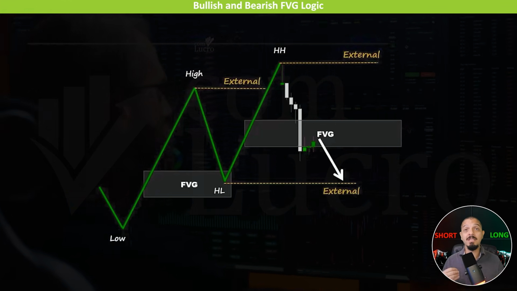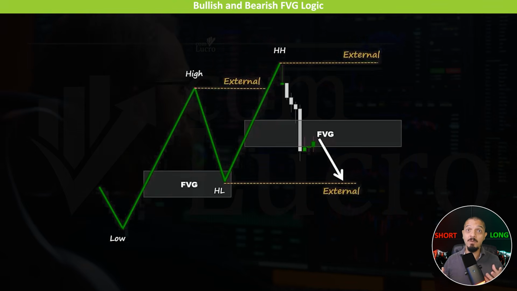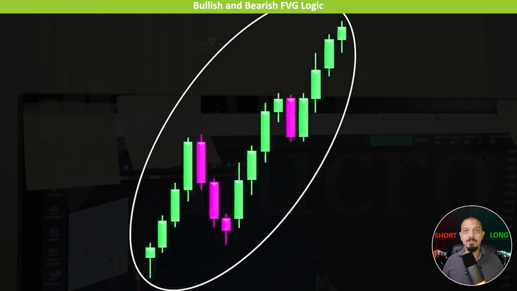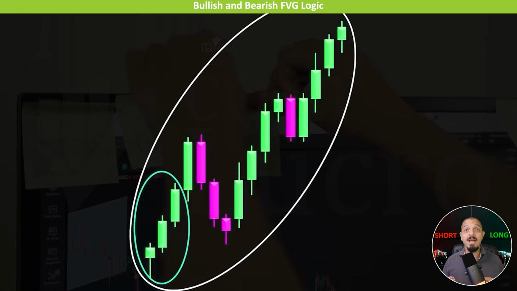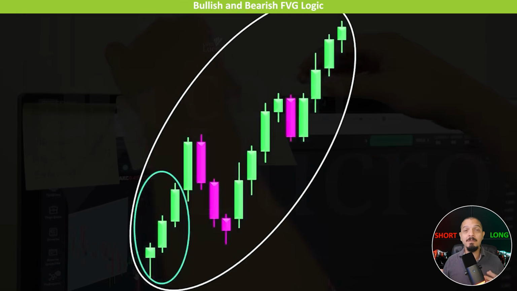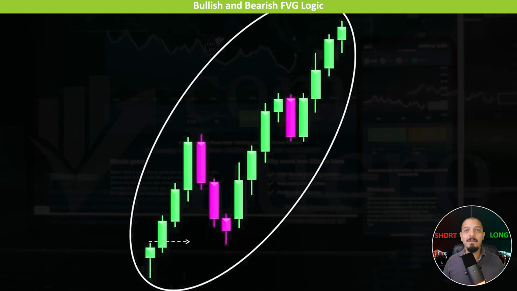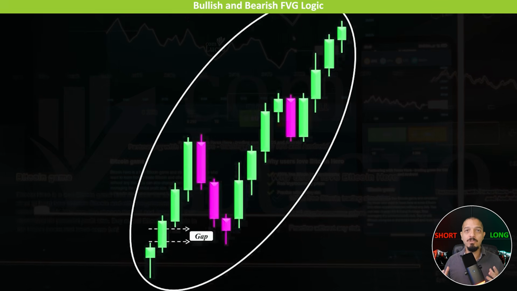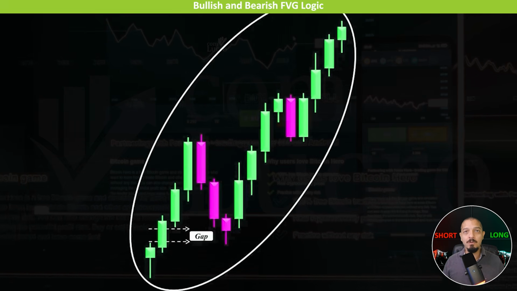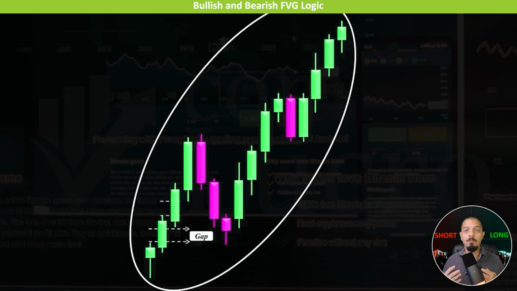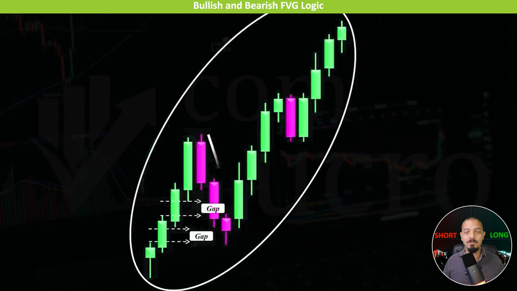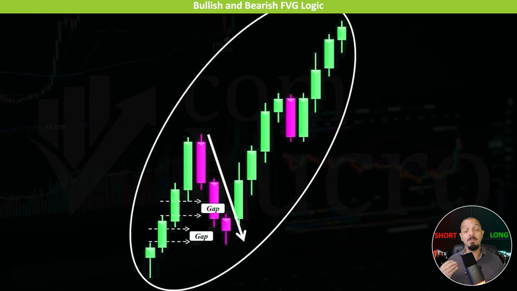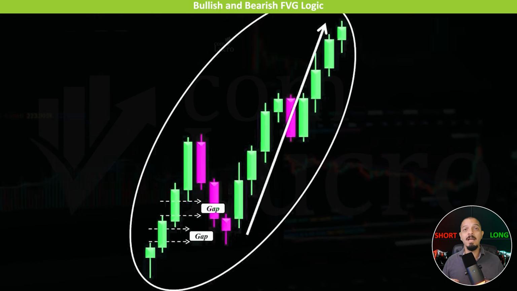To strengthen our understanding of fair value gaps, let us see how to identify them on the chart. Consider a series of bullish candles as illustrated. We begin our analysis from the bottom of the candle series. Here we have a 3-candle sequence represented by these 3 green candles. If we draw lines from the upper wick of the first candle and the lower wick of the third candle, we can see a gap between them. Moving forward, we find another fair value gap inside the next 3-candle sequence. However, price later pushed downward and filled all of those gaps.